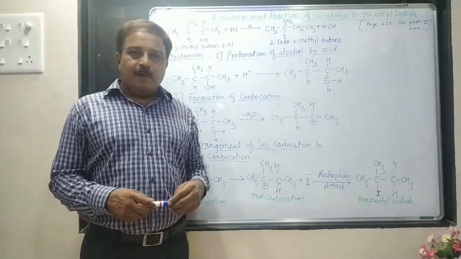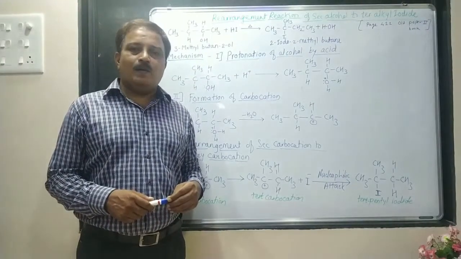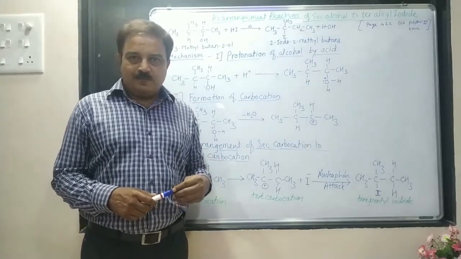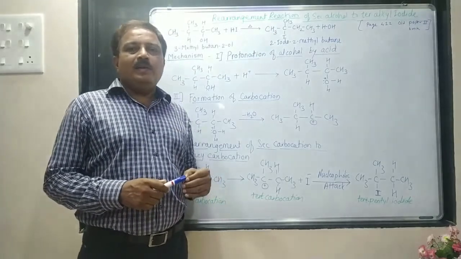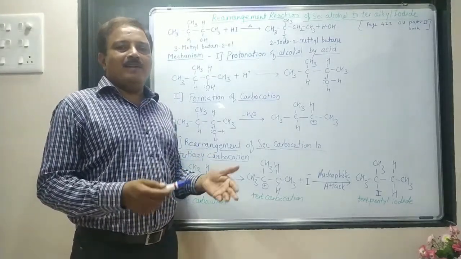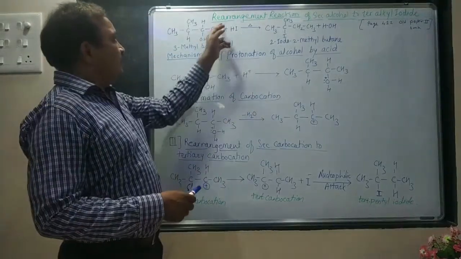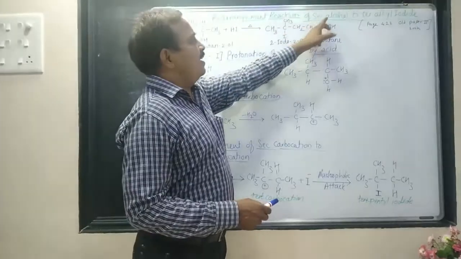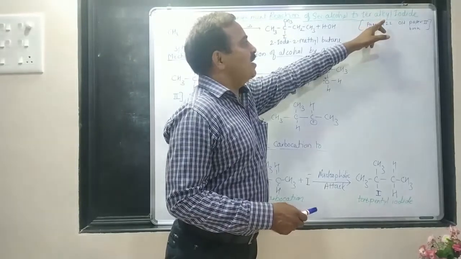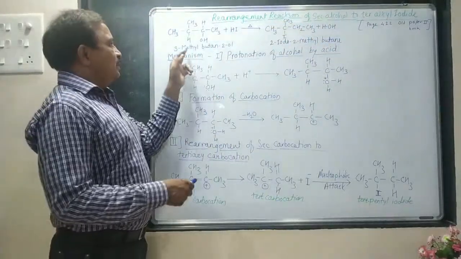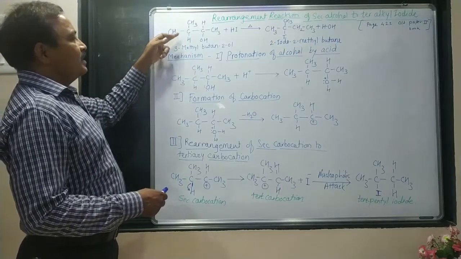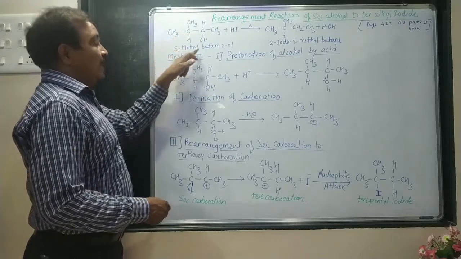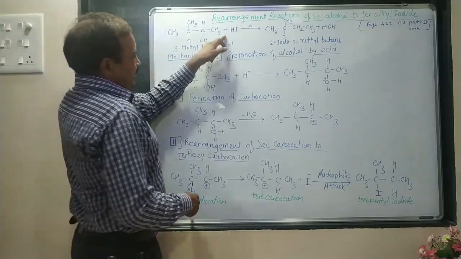We have studied the preparation of alkyl halides from alcohols by using the Lucas reagent, HBr and HI. But sometimes a secondary alcohol can be converted into a tertiary alkyl halide, and such a reaction is called a rearrangement reaction. So here a secondary alcohol can be converted into a tertiary alkyl iodide. Let us see the example: CH3CH(CH3)CHOHCH3, that is 3-methylbutan-2-ol, plus HI.